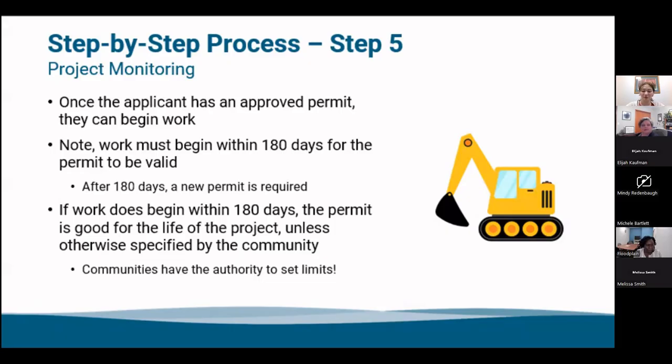This is after you've approved the permit, everything is looking good. They can begin work then. But note, work must begin within 180 days for the permit to be valid. After 180 days, if they haven't started that work, they'll need to go through this process again and resubmit a new permit application. If work does begin within 180 days, the permit is good for the life of the project unless otherwise specified by the community. You in the community do have the authority to set limits. If after 3 years they're still working and haven't finished, you can set that cutoff and require them to reapply.